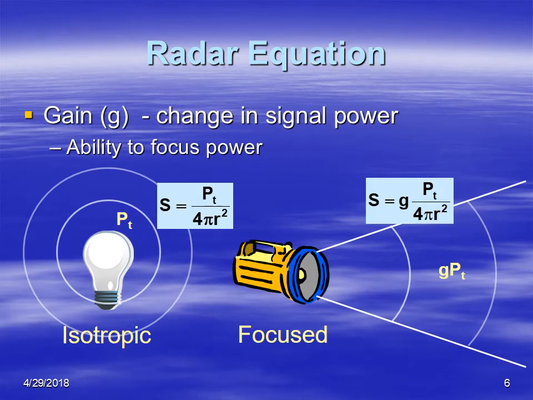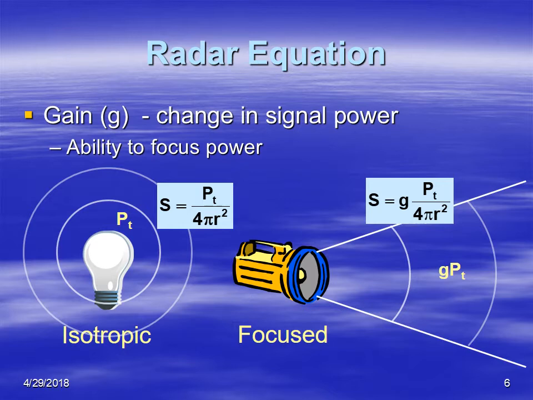Now, to counteract that problem, what we do is we focus the radar beam. We use a reflector, and that reflector helps increase the power per unit area. Now, how do we describe how much it increases the signal? We use a term called gain, and we're going to use the letter G to indicate the ability to focus the power using a reflector.